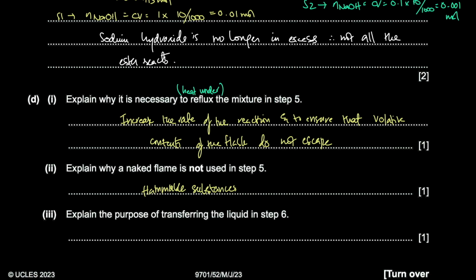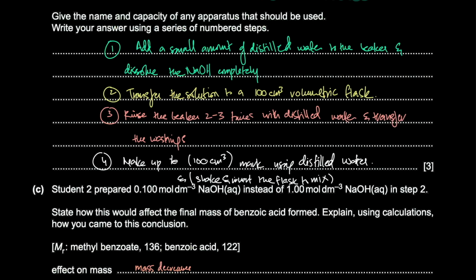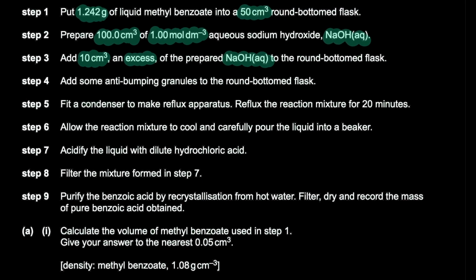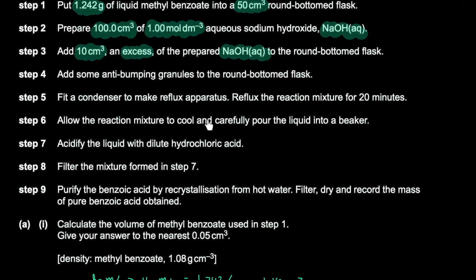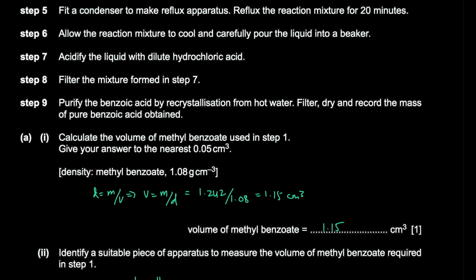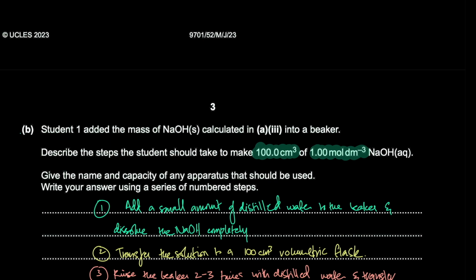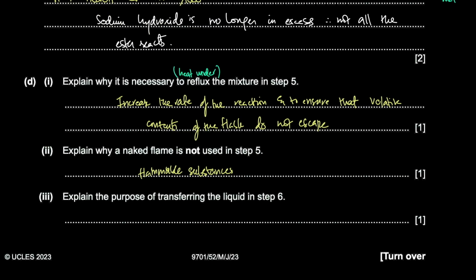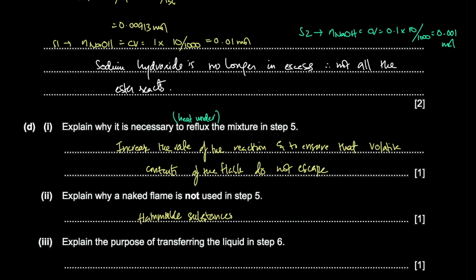Explain the purpose of transferring the liquid in step 6. Now, what are we doing in step 6? In step 6, we're allowing the reaction mixture to cool and carefully pouring the liquid into a beaker. The reason we're carefully transferring the liquid is because inside the round bottom flask we were using anti-bumping granules, and we don't want the anti-bumping granules, so we're going to carefully transfer the liquid from the round bottom flask into a beaker.